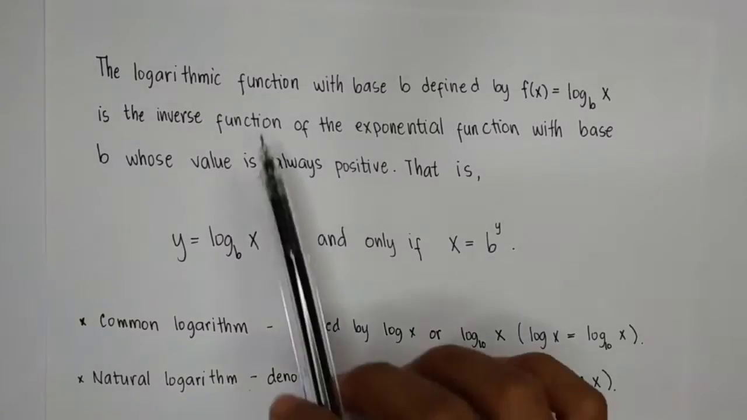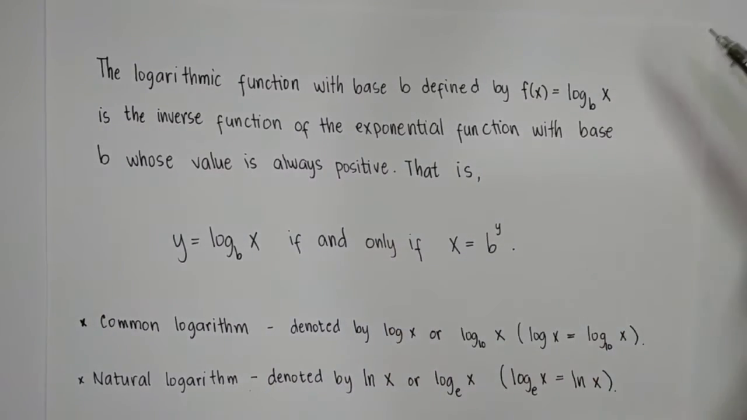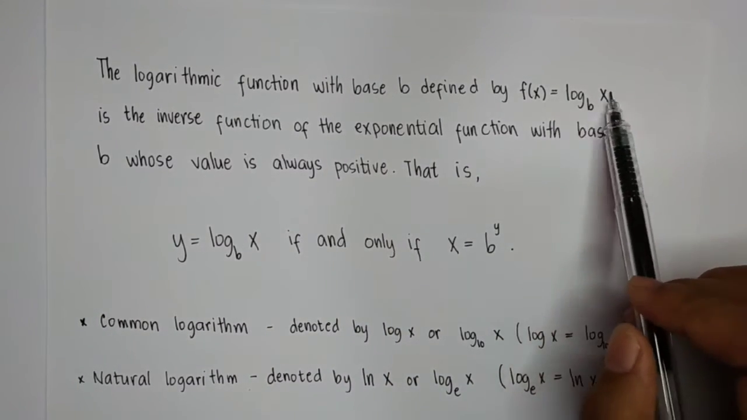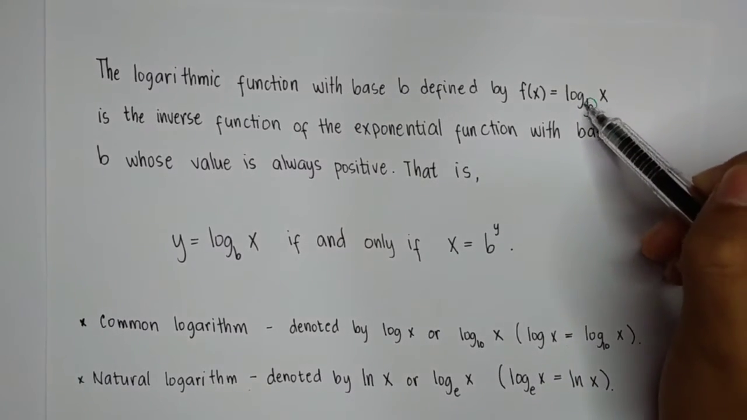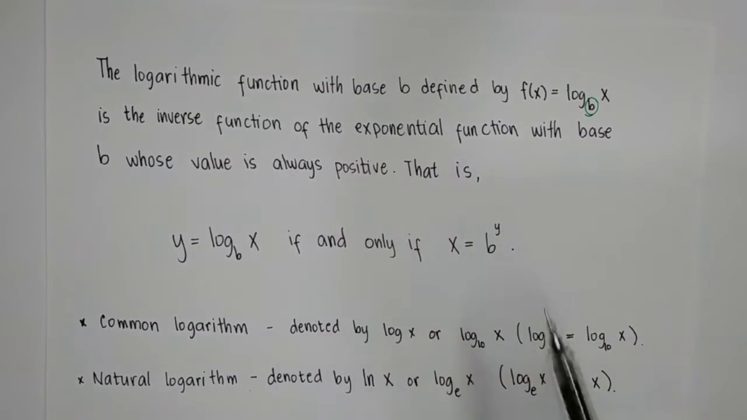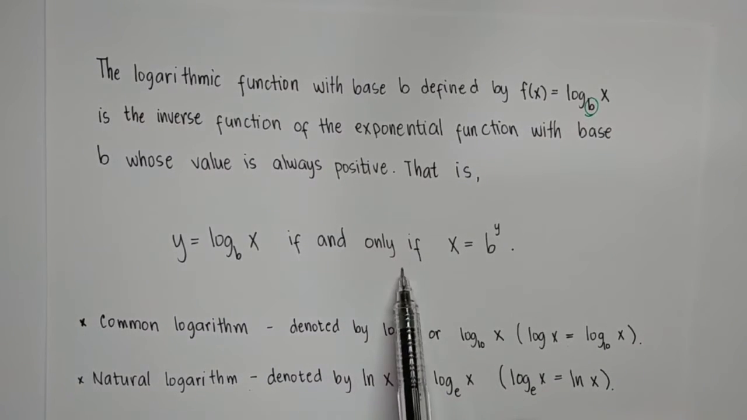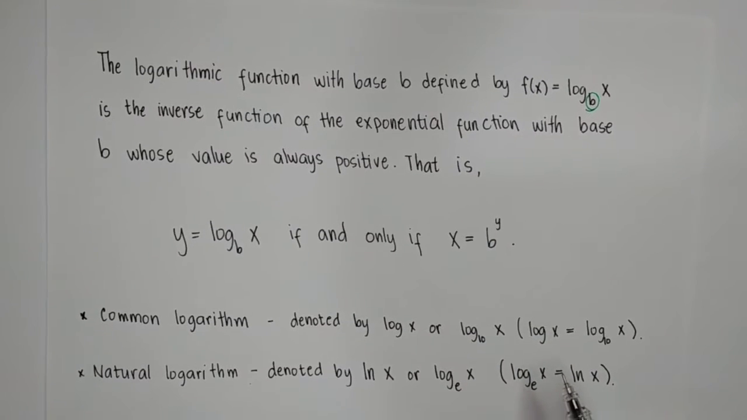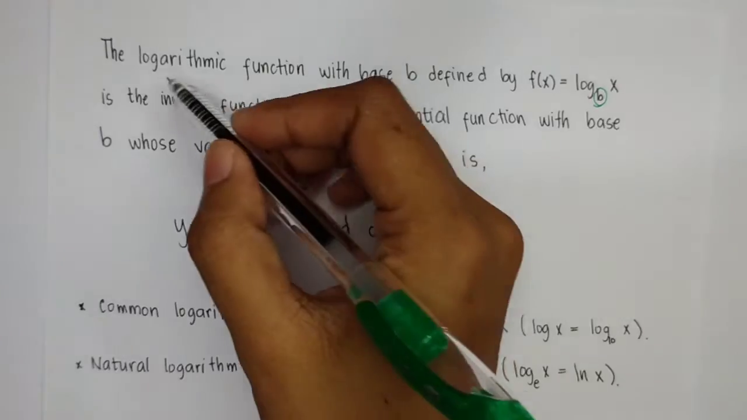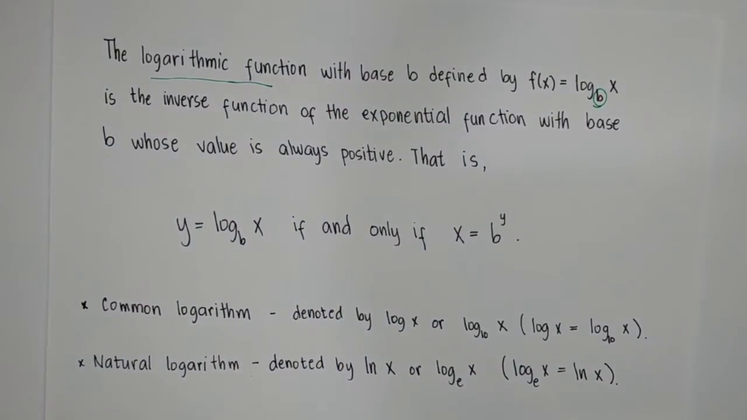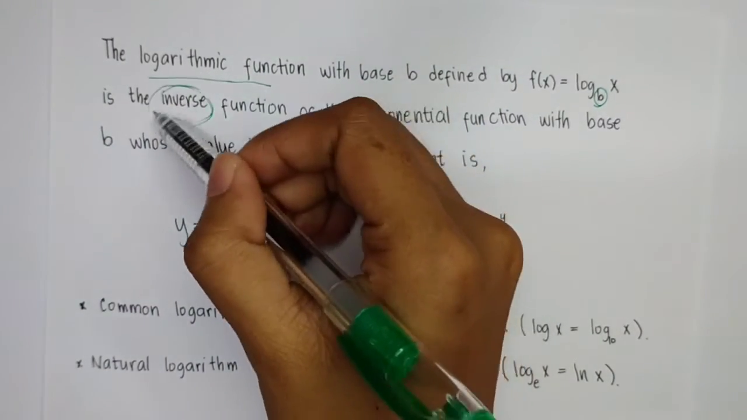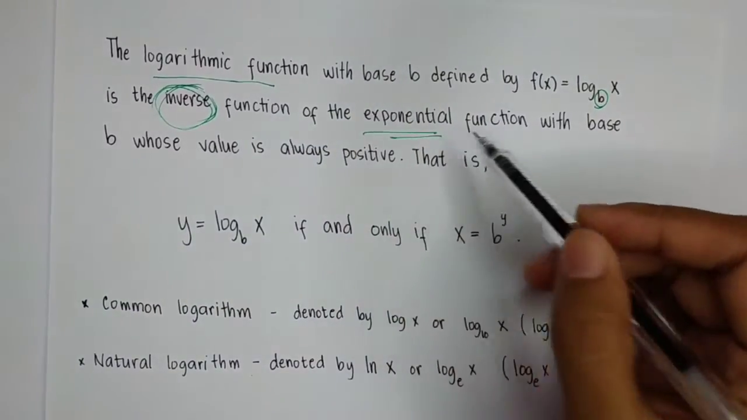The logarithmic function with base b is defined by f of x equals log of x to the base b. Again, ito yung base natin is the inverse function of the exponential function with base b whose value is always positive. That is, y is equal to log of x to the base b if and only if x is equal to b raised to the power of y. So, again, take note, our logarithmic function is the inverse of our exponential function.